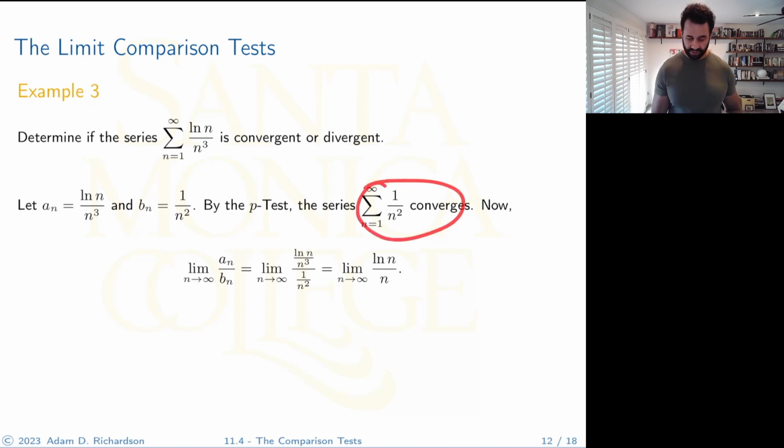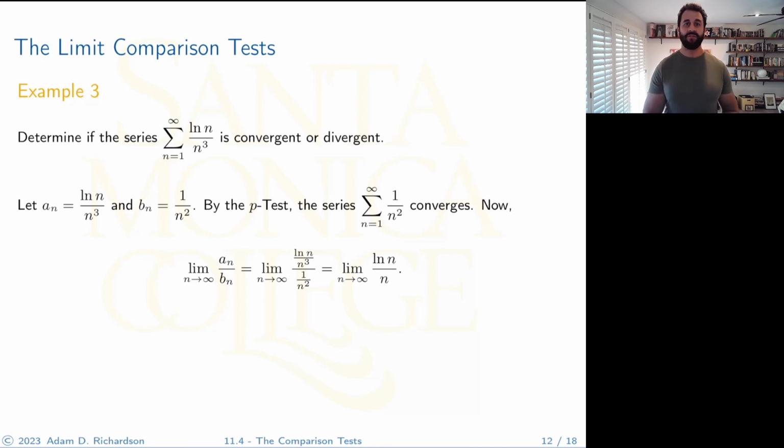So we know this converges. Now let's look at this ratio. Plug in what we know, ln of n over n cubed, 1 over n squared, and then when you simplify, you get ln of n over n. Now, we need to investigate that limit, but here's the catch.